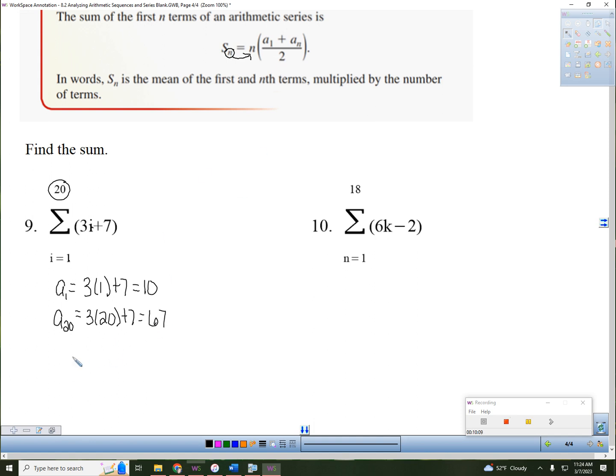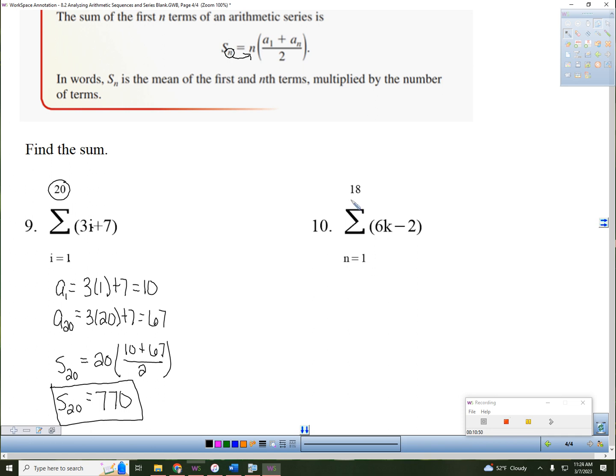Now I'm ready to plug in. So the sum of the first 20 terms is equal to 20 times the first term plus the last term divided by 2. Now you can plug this whole thing in all together at the same time, and you are going to get 770. So if I took all the first 20 terms, 1, 2, 3, 4, 5, 6, 7, 8, 9, 10, 11, 12, 13, 14, 15, 16, 17, 18, 19, 20, and I plugged all those in, and then I added them up, I would get 770.